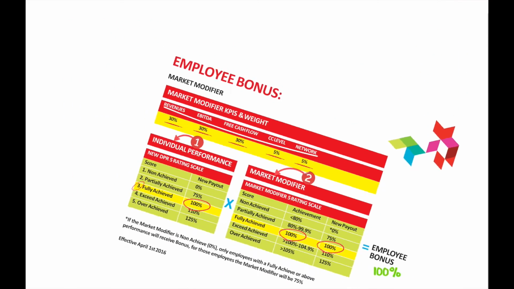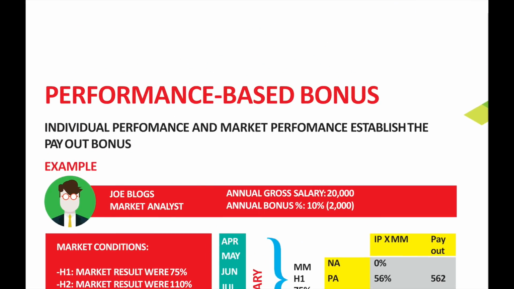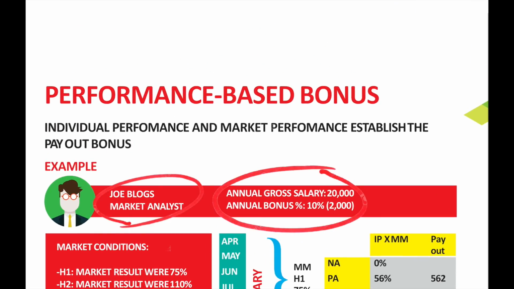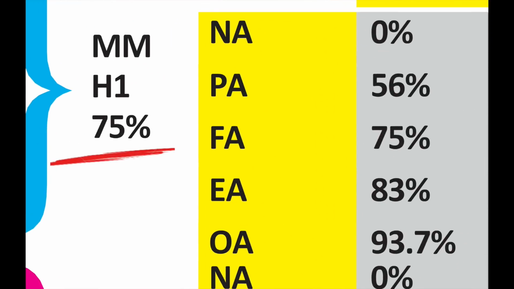So let's look at an example. We have Joe Bloggs, who is a market analyst. His annual salary is $20,000 and his annual bonus is 10%, which is $2,000 or $1,000 per half year. In this example, the market modifier for H1, or the first half of the year, is 75%, which means it has partially achieved. As in the example, we'll list down all the possible ratings the employee is likely to get.